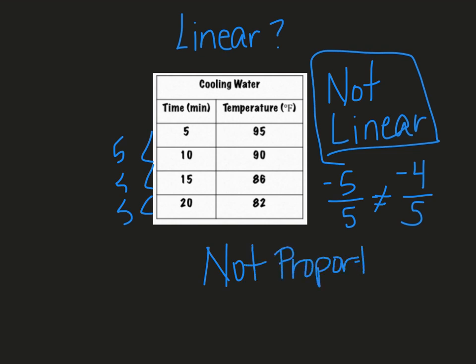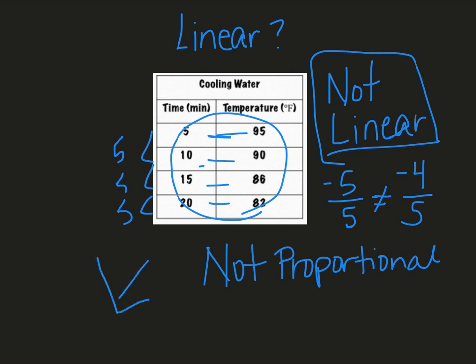We can go through and divide it all out, and it may look like it's proportional, and it could very well be based on what this says here, but when you graph it, it's not going to be a straight line. So it has to be a straight line. If it's not, then it's not proportional.